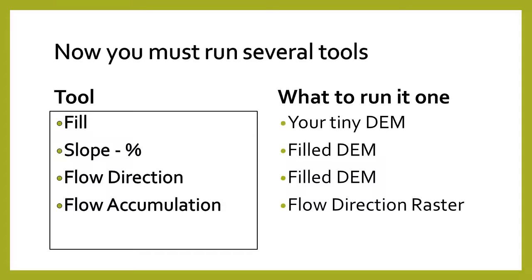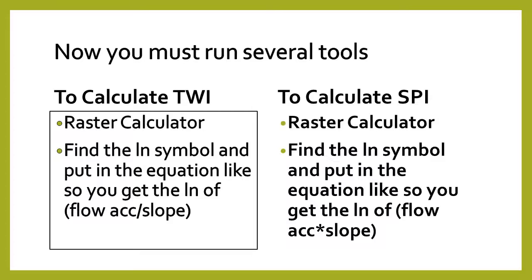The next tool that you're going to look for is Flow Direction. And Flow Direction, you'll again run on the filled DEM. And that's going to give you flow direction. Next tool is Flow Accumulation. The flow accumulation is built off of the flow direction raster that you created the step above, so it runs on the flow direction raster. Now, once you've got all these things, you have all the stuff you need to calculate a TWI and a SPI. So how do you do it?